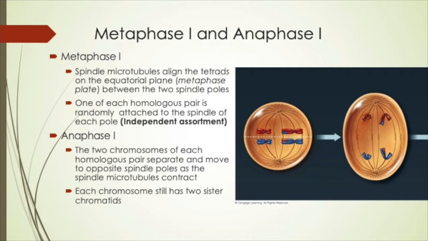Anaphase 1 is next. The two chromosomes of each homologous pair separate and move to opposite poles as the spindle microtubules contract. So we know this. Once it's together, it can pull those homologous pairs to the opposite corners.